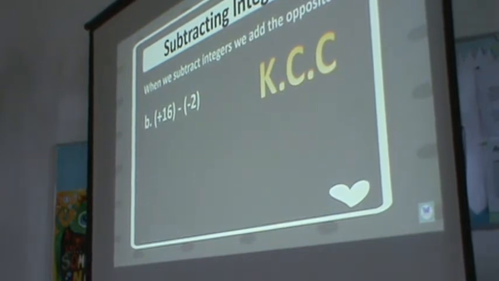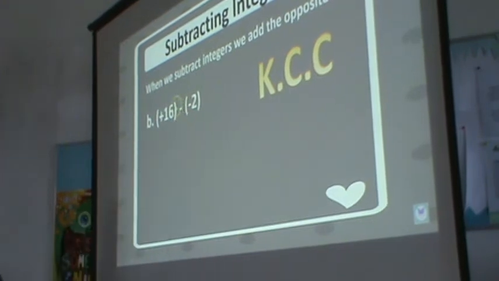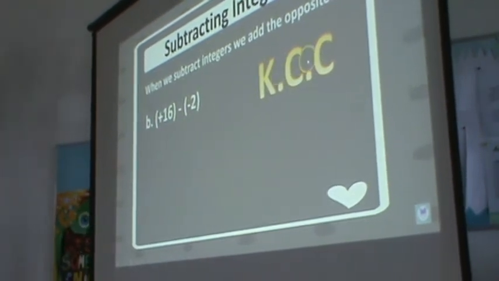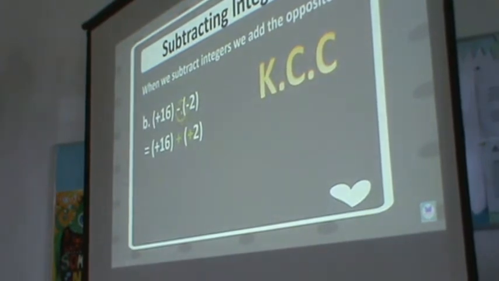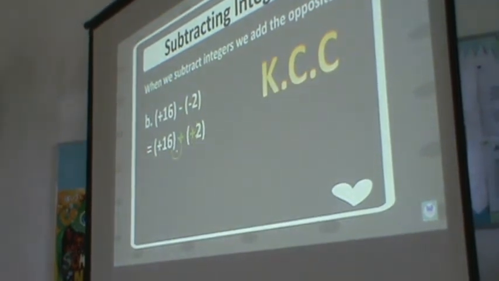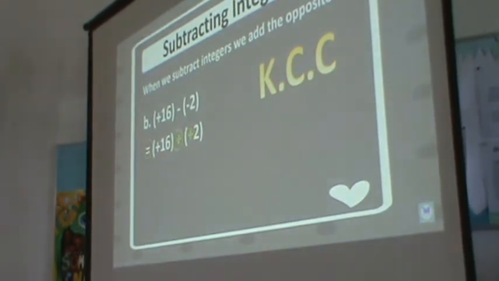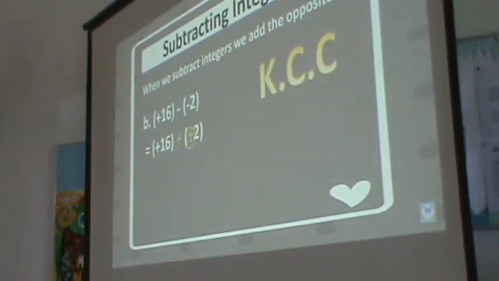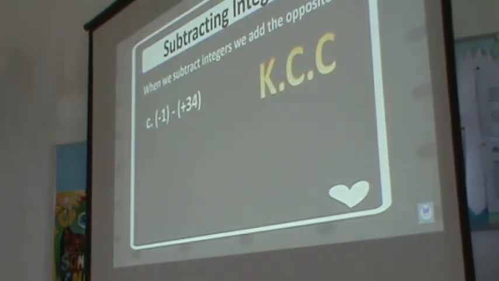I've got a positive 16, I've got a negative 2. Keep, change, change. When you see a subtraction sign here, you remember KCC. I'm going to keep the 16, I'm going to change the subtraction sign to addition, and this integer will be the opposite. So the opposite of negative 2 is positive 2. Keep, change. So I have 16 and I have 2. So now I have 18.